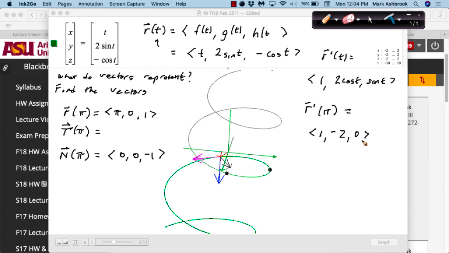Yeah, so that's square root of 5. So it's going to be 1 over radical 5, -2 over radical 5, 0. And let's check that out.